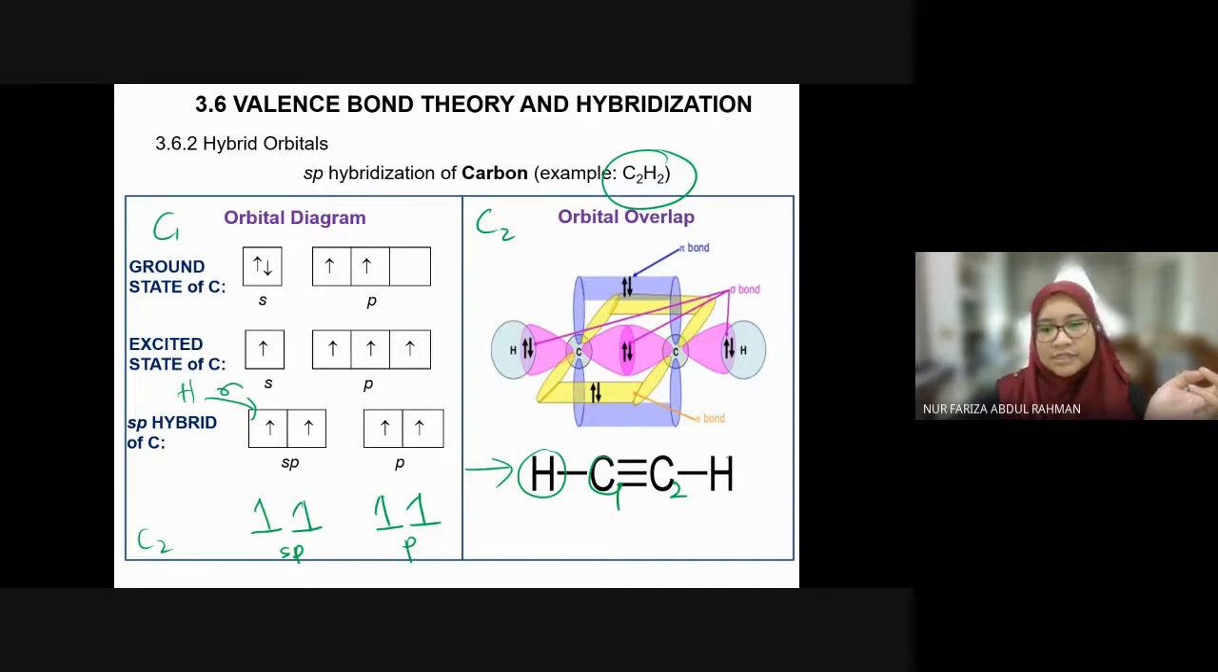Same goes to C2. C2 also has one hydrogen. So the hydrogen will overlap with the hybrid orbital from sp, not the unhybridized p. The unhybridized p is for you to see where the pi bond is. That atom will be involved in the pi bond formation. Okay, alright. So this would be sigma.